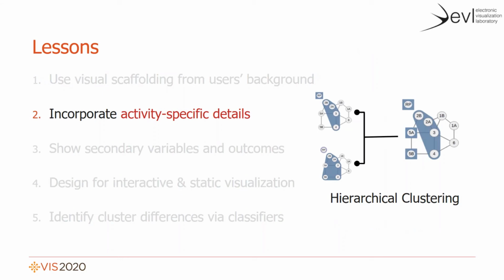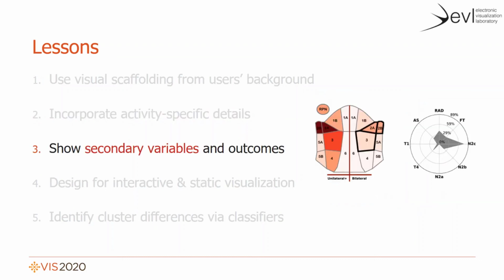Incorporating additional details for our clusters was essential to the user activity. For example, during agglomerative clustering, dendrograms with labeled leaf patterns helped identify how the clusters merged and split. Including secondary and potentially confounding variables helped mitigate situations where the clinical readers inferred direct causal relationships between clusters and outcomes.